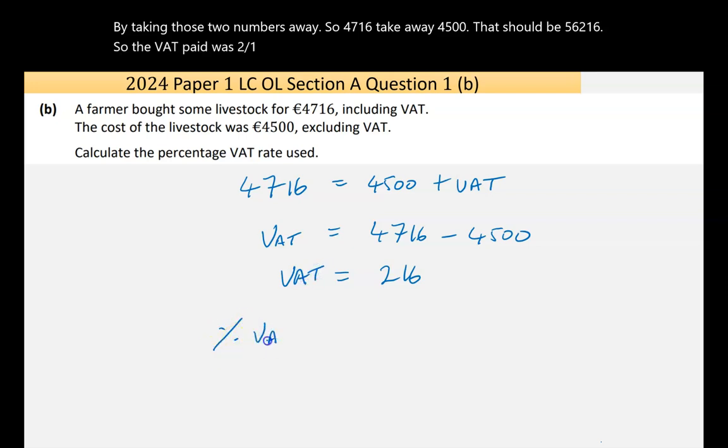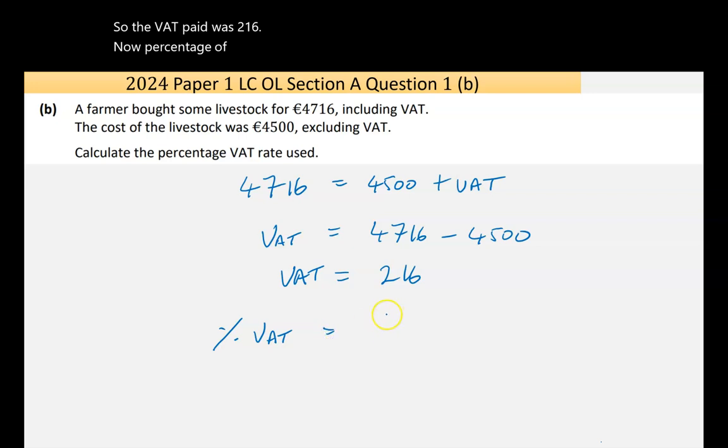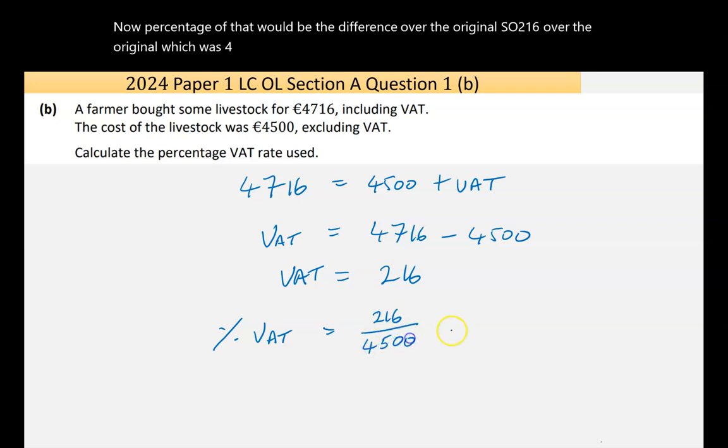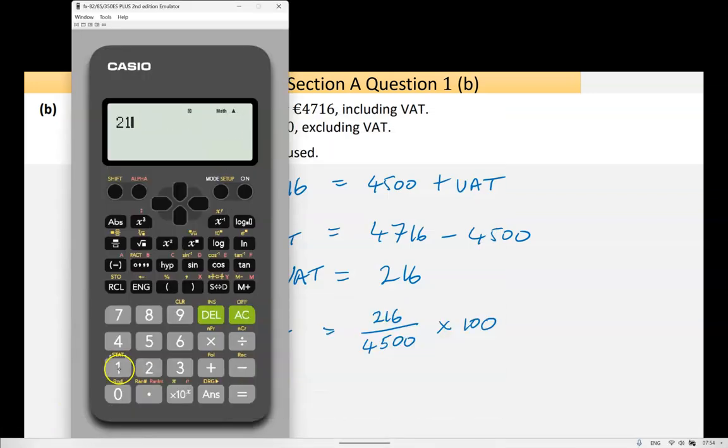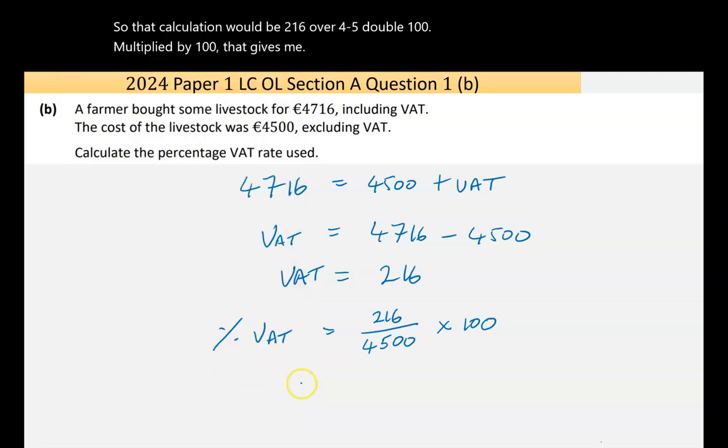Now percentage VAT would be the difference over the original. So 216 over the original, which was 4,500, multiplied by 100 to get the percentage. Okay, so that calculation would be 216 over 4,500 multiplied by 100.